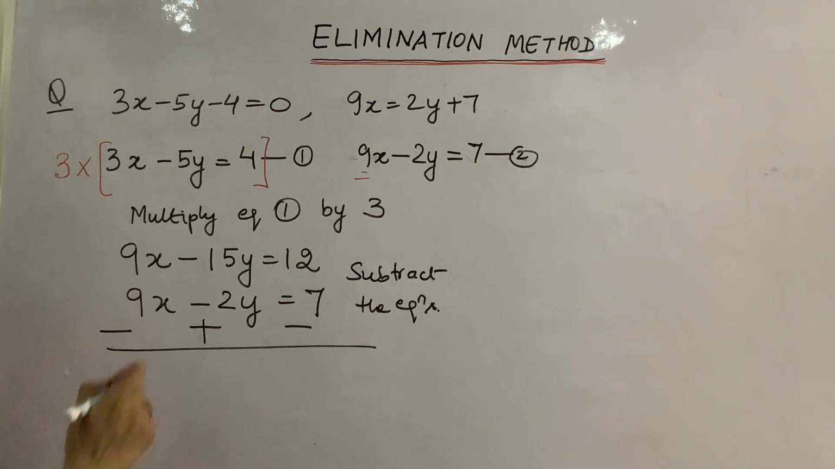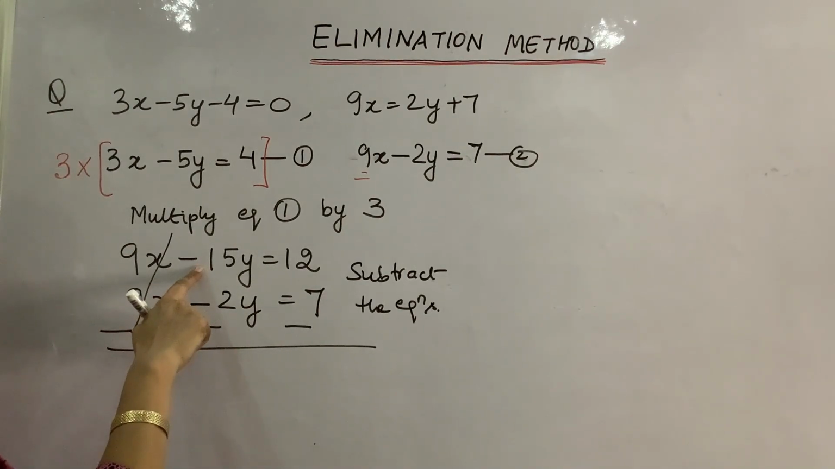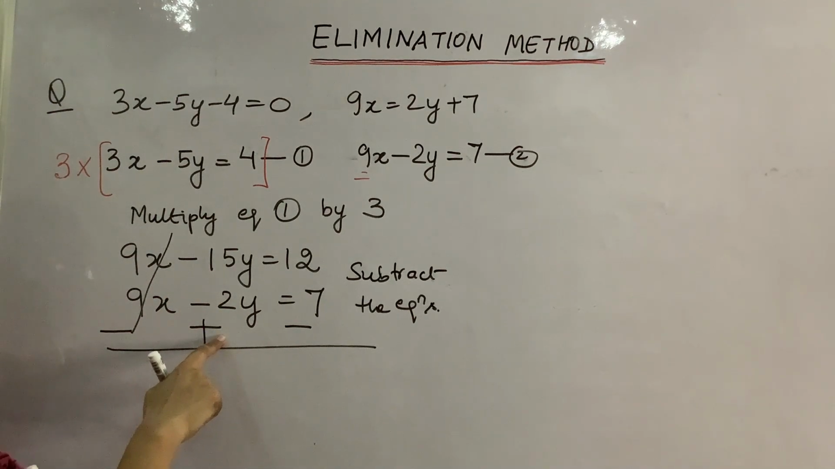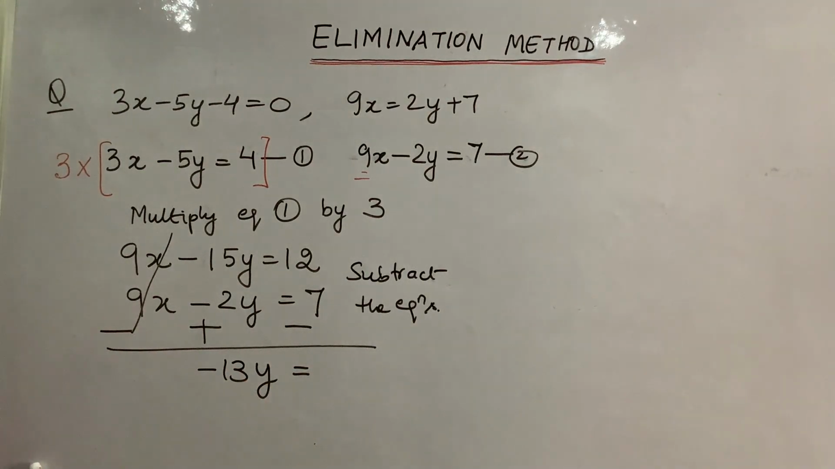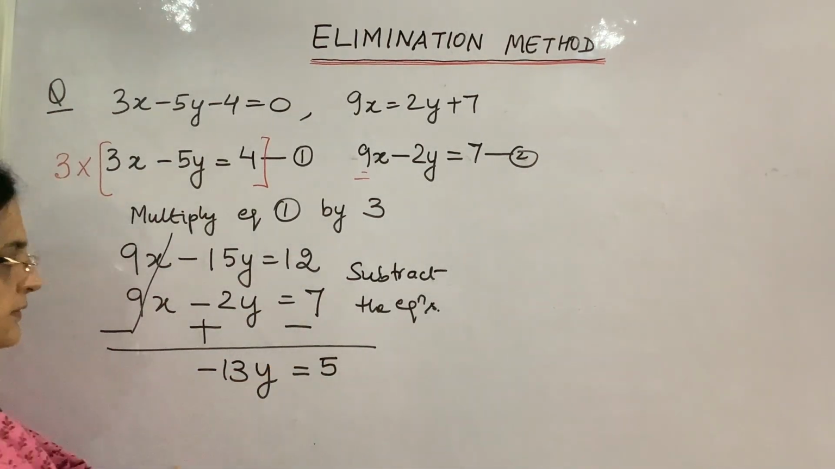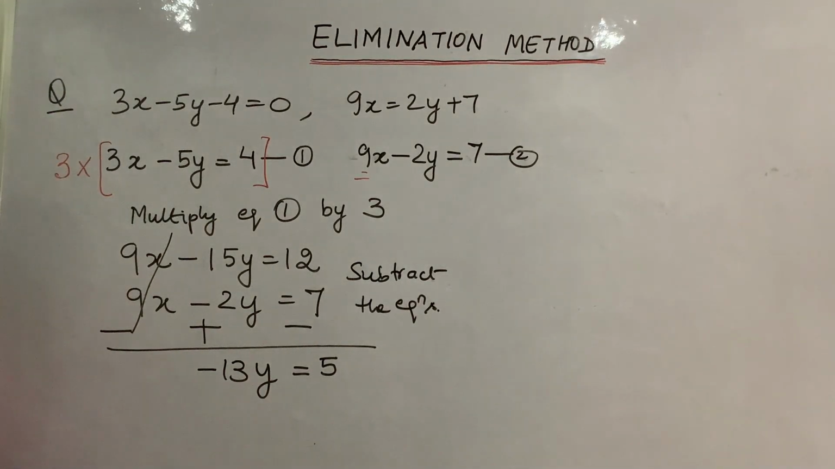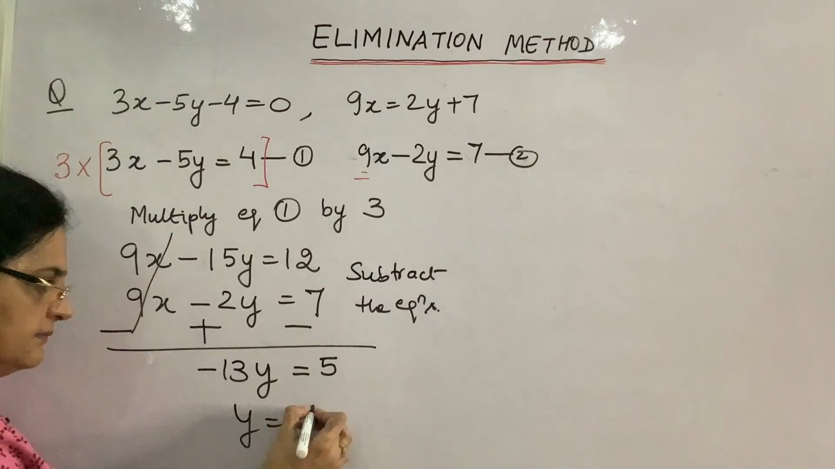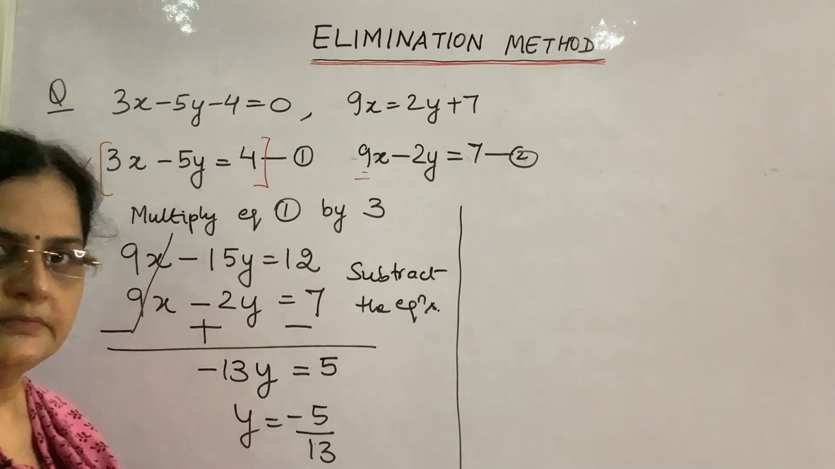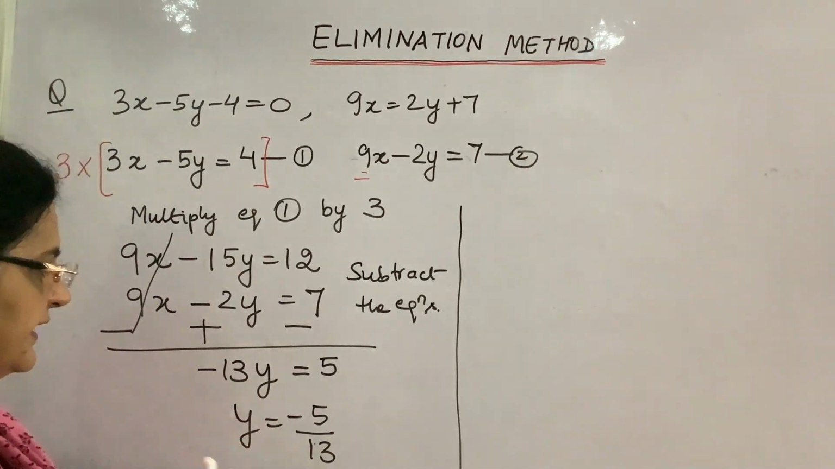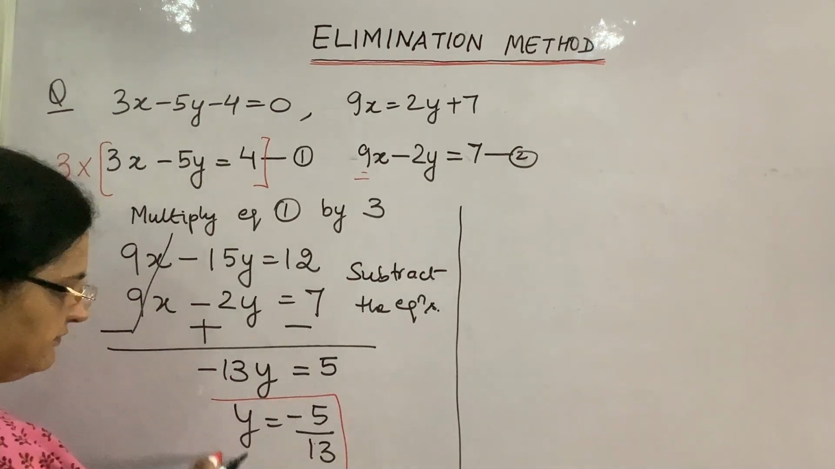Now when I operate both of them, these cancel. This is what here, minus 15 plus 2. It becomes minus 13y. And 12 minus 7 is 5. So what is the value of y we get? Y becomes minus 5 upon 13. We've got the value of one variable y, which is equal to minus 5 upon 13.